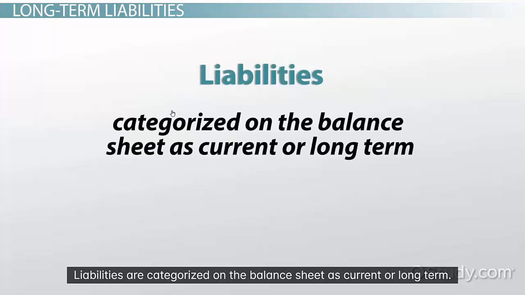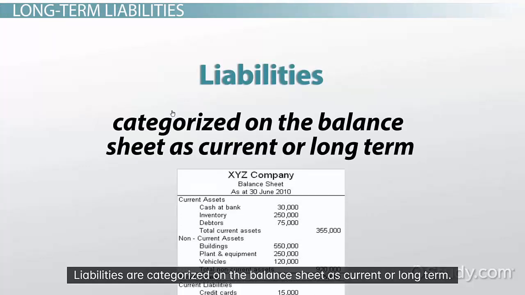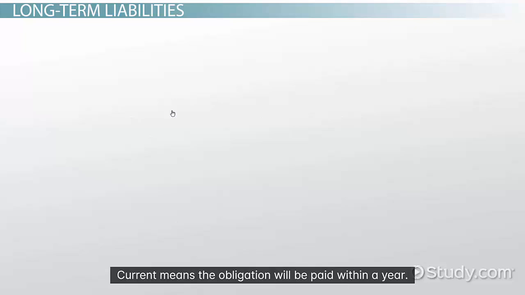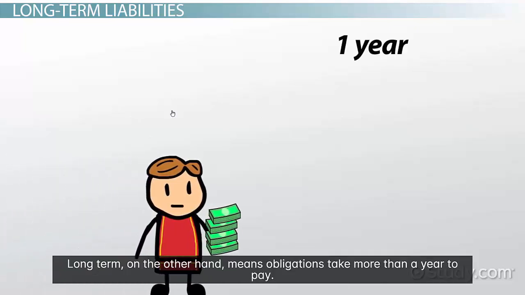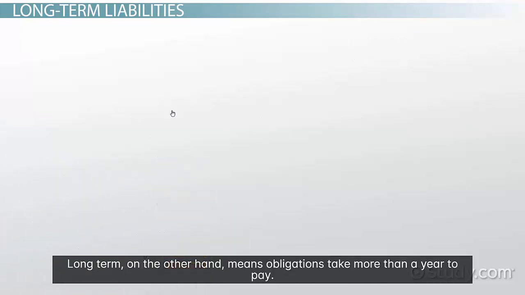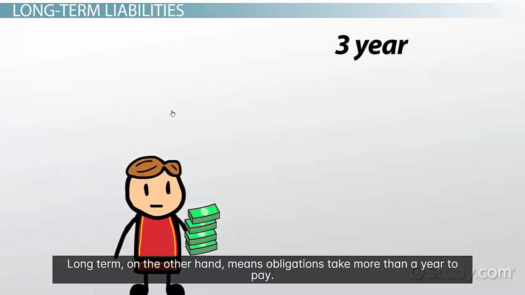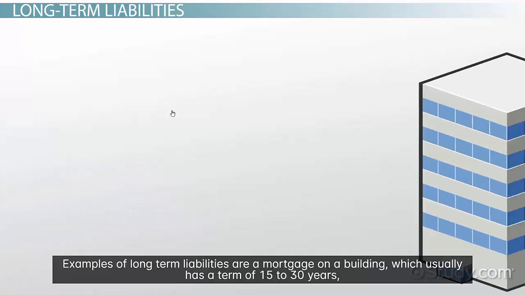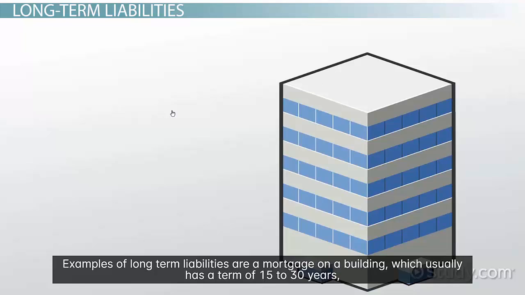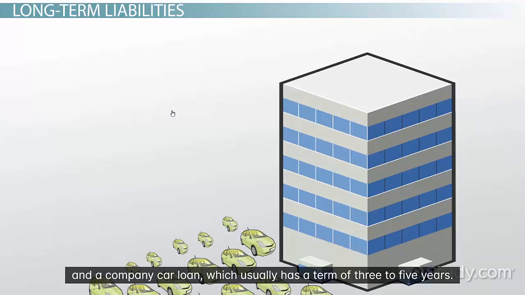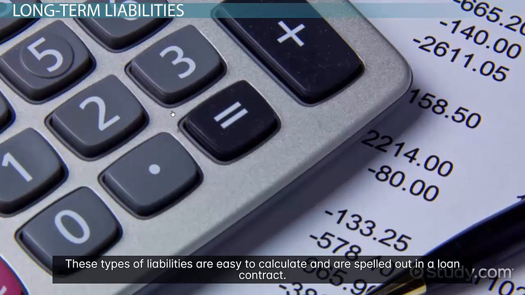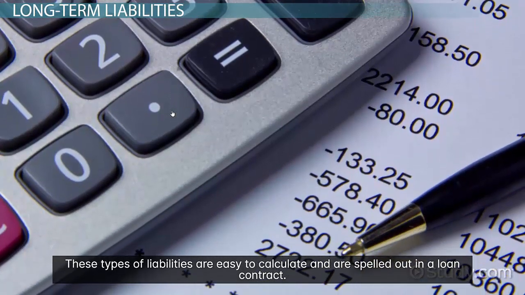Liabilities are categorized on the balance sheet as current or long-term. Current means the obligation will be paid within a year. Long-term, on the other hand, means obligations take more than a year to pay. Examples of long-term liabilities are a mortgage on a building, which usually has a term of 15 to 30 years, and a company car loan, which usually has a term of 3 to 5 years. These types of liabilities are easy to calculate and are spelled out in a loan contract.